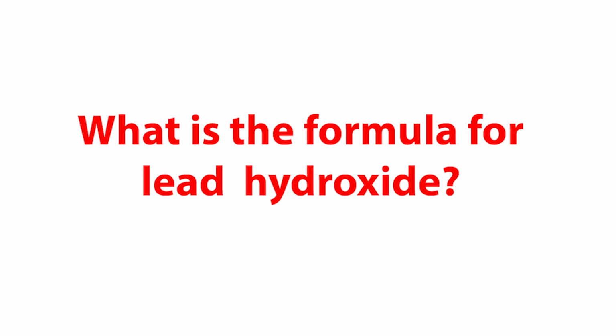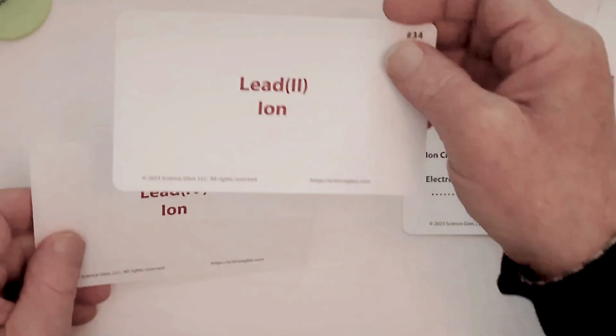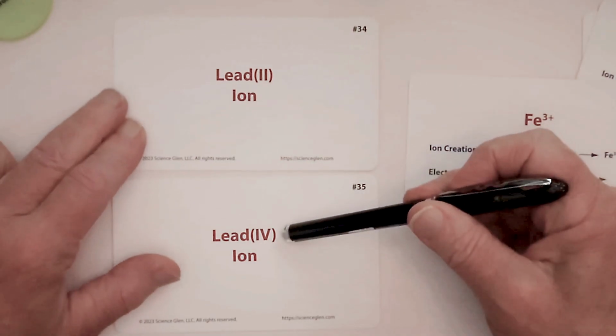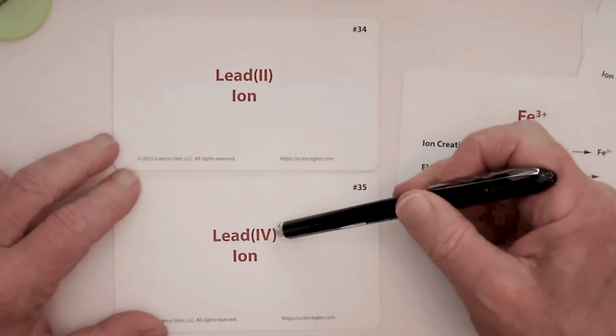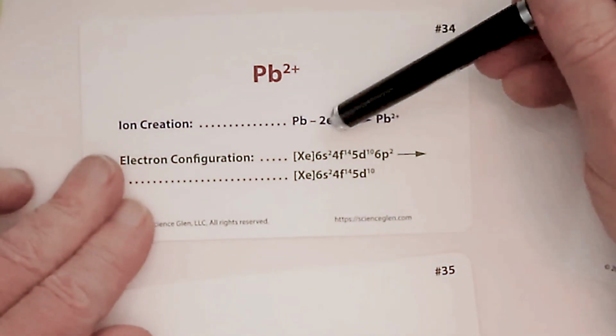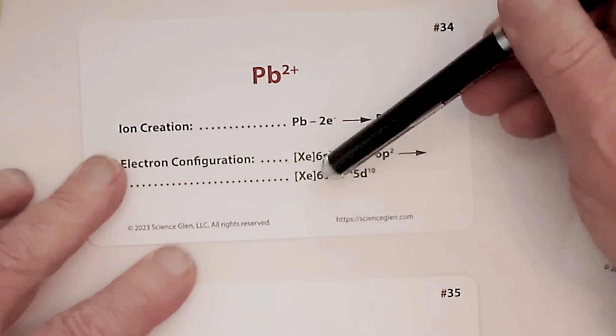In a similar way, if we do this with lead, what do you think the formula is going to be for the lead hydroxide? Again, there's two of those too. There's a lead 2 and there's a lead 4. That's Roman numeral 4. And lead 2 has got a charge of +2. It loses 2 electrons, both of the 6s electrons.